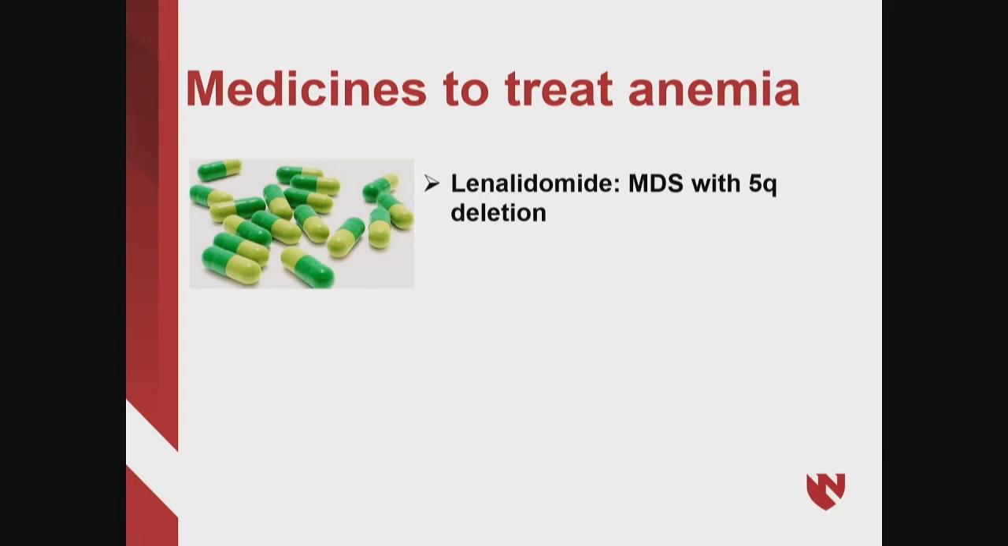The other treatment for anemia is an oral pill called lenalidomide. Both of the other drugs were shots. This is an oral pill. Lenalidomide is an oral chemotherapy, which is most effective in patients with a specific subset of MDS called MDS with 5q deleted syndrome, which often presents with predominantly macrocytic anemia.